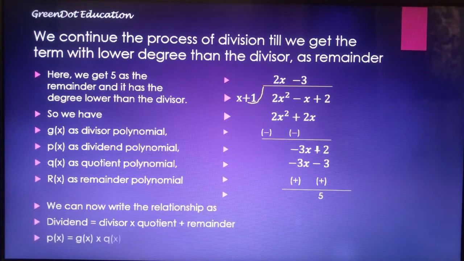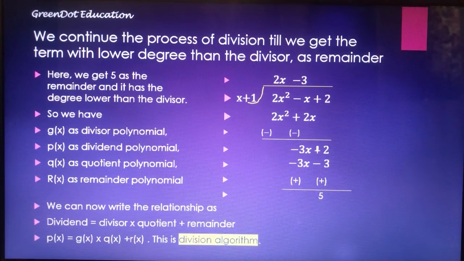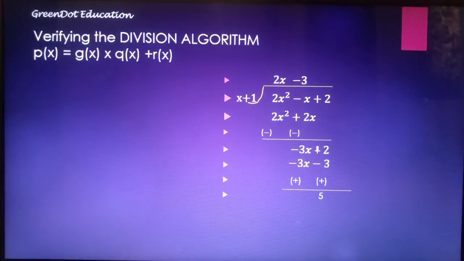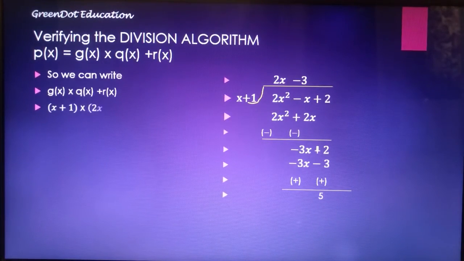So this relationship is known as the division algorithm. We use this division algorithm to verify our division. Let's check how we use it. To verify the division algorithm, we have the relationship, that is p(x) is equal to g(x) multiplied by q(x) plus the remainder polynomial, that is r(x). So now let's check it out. We have g(x) multiplied by q(x) plus the remainder polynomial r(x).